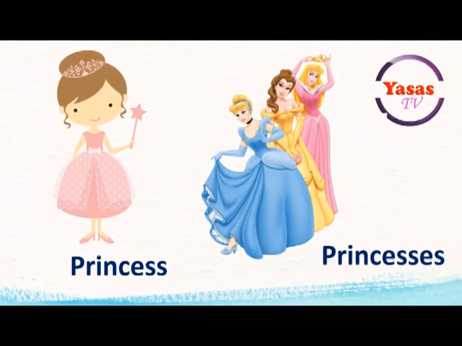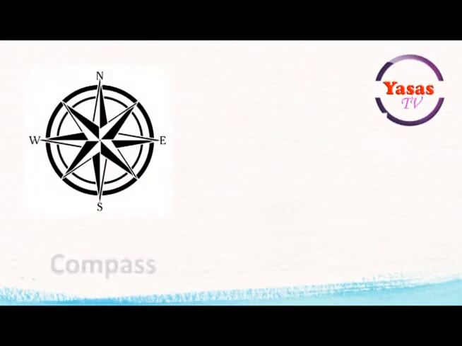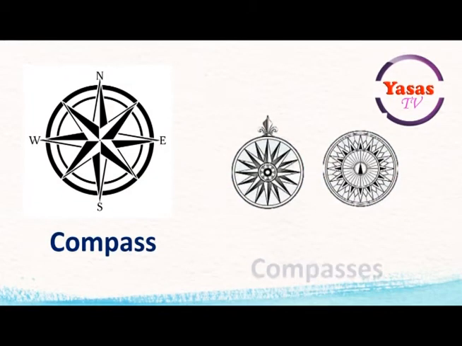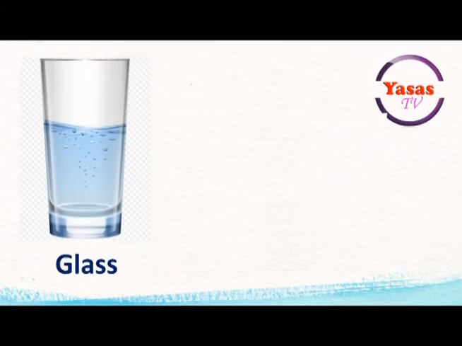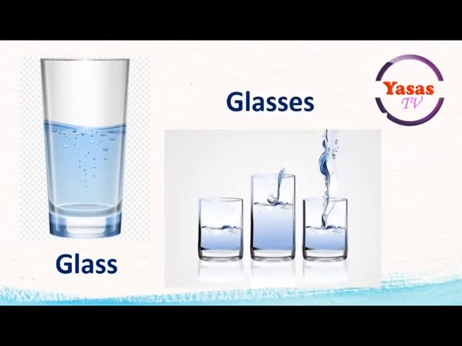Princess is the singular noun and princesses is the plural noun. Compass is the singular noun and compasses is the plural noun. Glass is the singular noun and glasses is the plural noun.